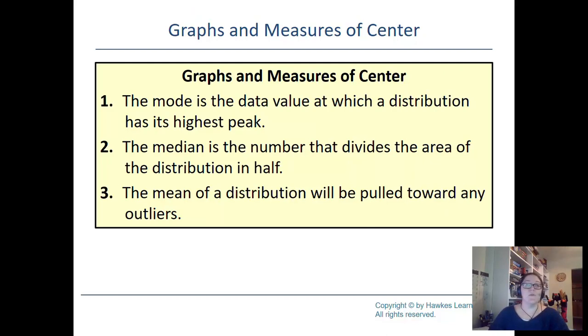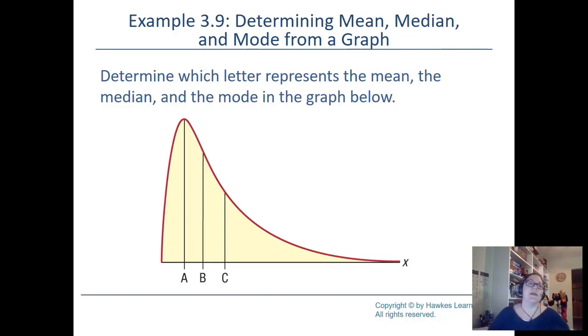Graphs and measures of your mode. So guys, we just talked about it. If you were to look at it in a nice graphical way, mode is going to be at the highest part of it. Your median should be about halfway, and then your mean, if you have any outliers or the data is skewed, is going to be closer to that skewed area. So in our case here, let's determine which letter represents the mean, which one's the mode, and which one is the median. Again, wherever the highest point is, so here's my highest point, that is going to be the mode.